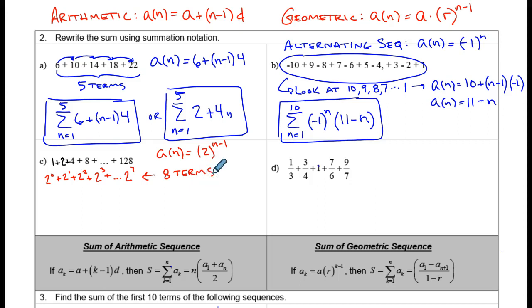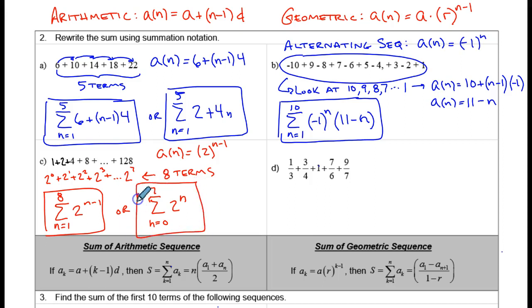So in summation notation, I can write this as the sum from n equals 1 to 8 of 2 to the n minus 1. Some of you may like to think about this one differently. What if I make my n value match the exponents? I could go from n equals 0 to 7. That's still going to give me 8 terms, and then I would just have 2 to the n. So these two notations are equivalent.